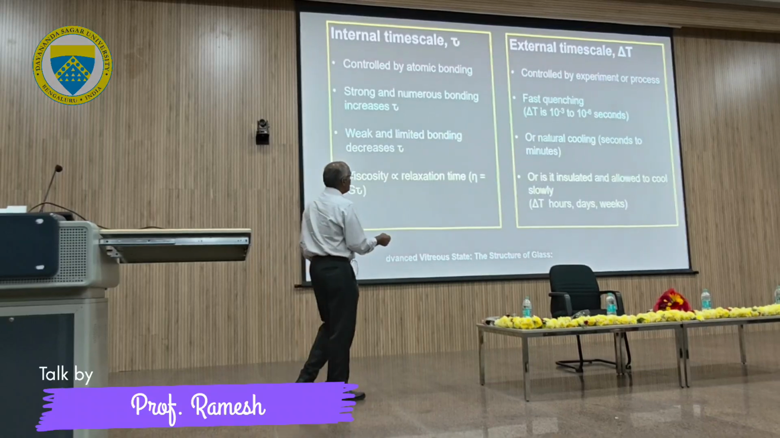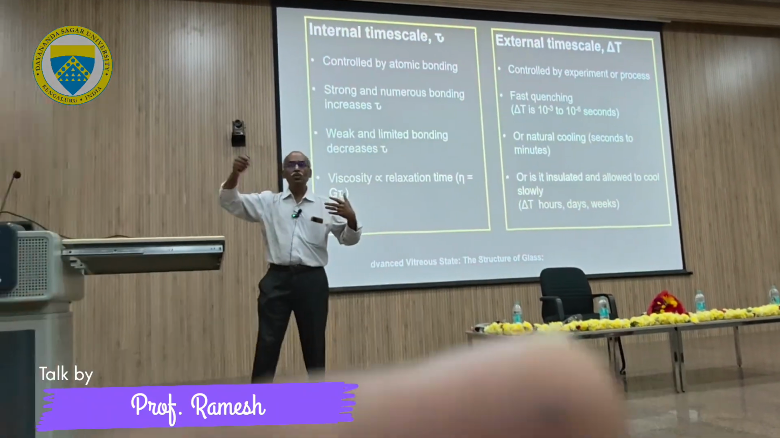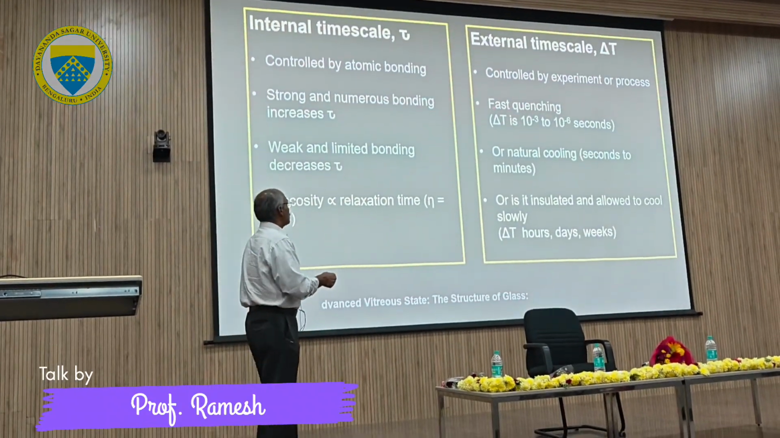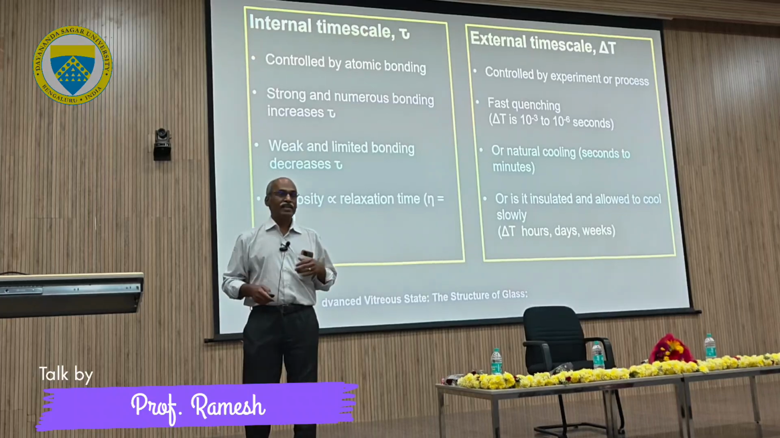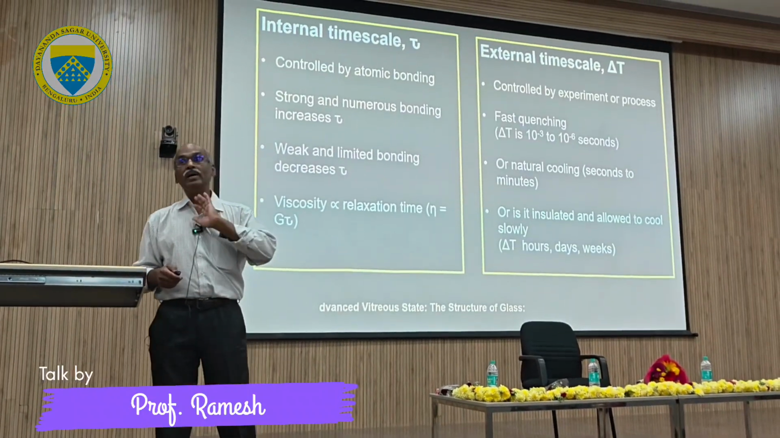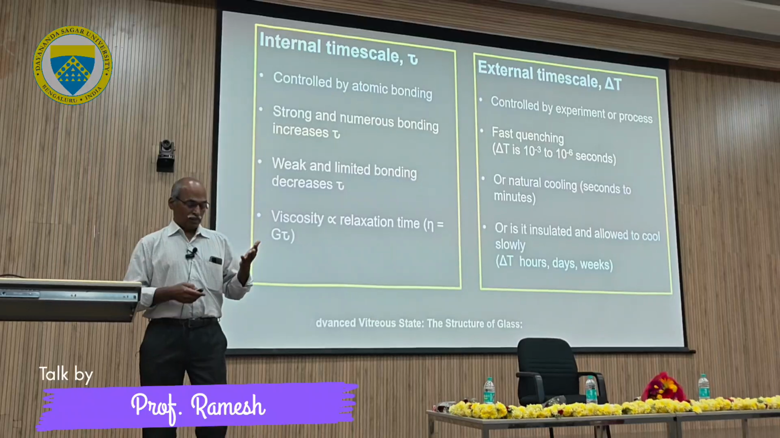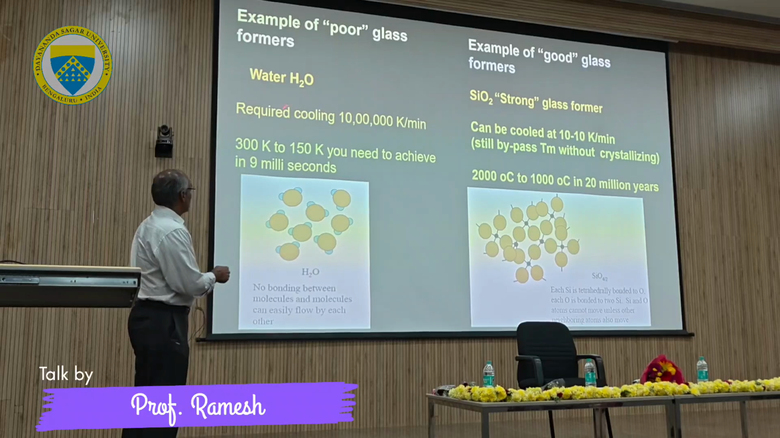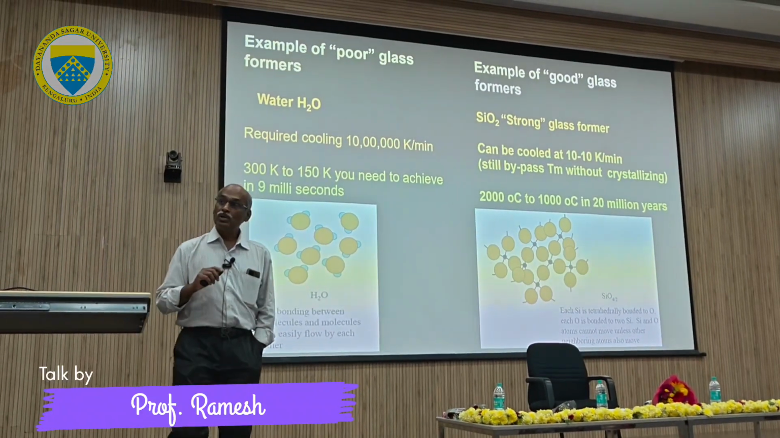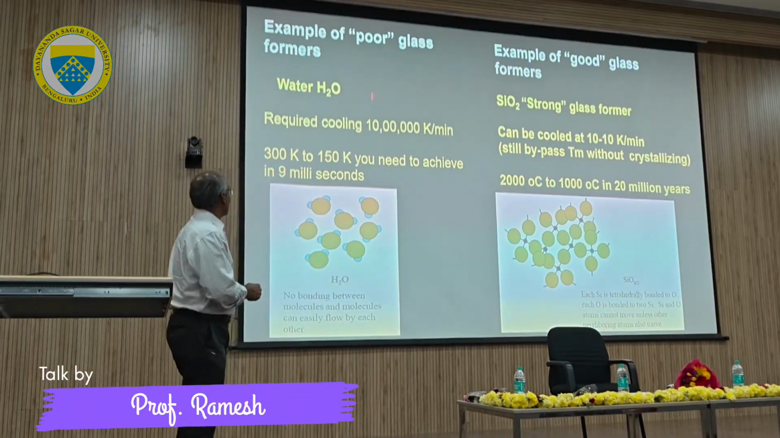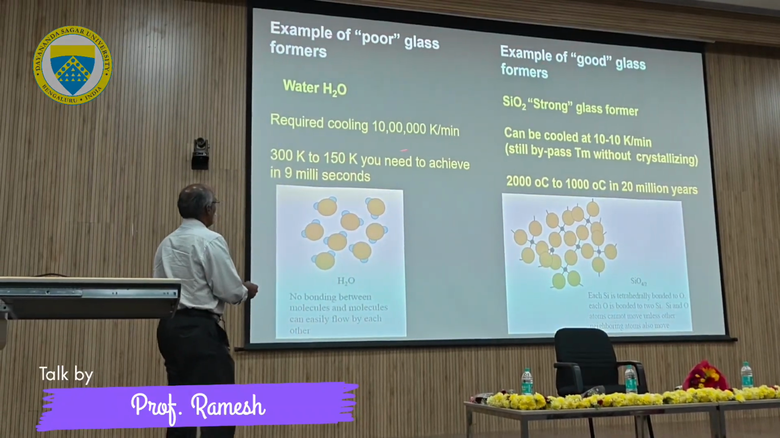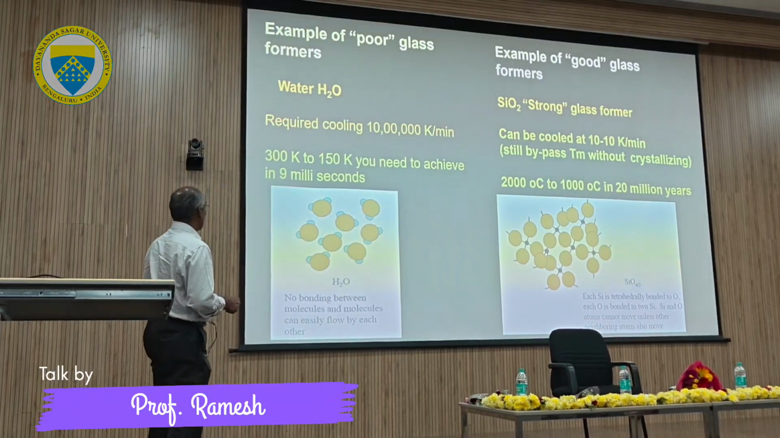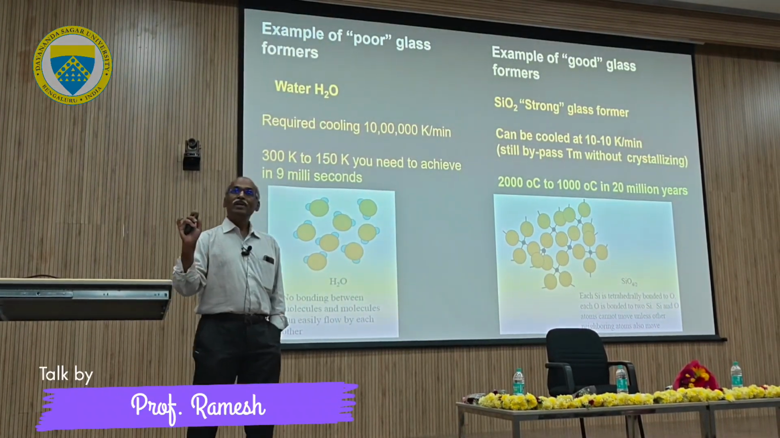The external time scale, as I said, is the cooling rate, right? So how fast you can cool. I can use different cooling mediums and I can cool it to the glassy state, right? So in principle, what it says is that anything can be formed into glass provided I have the cooling rate. For example, water, right? I just give you an example of water. Water is very difficult to take to the glassy state, because you require a cooling rate of about 10 raised to 6 Kelvin per minute actually. That is very huge. That means I need to cool from 300 to 150 Kelvin in 9 milliseconds.